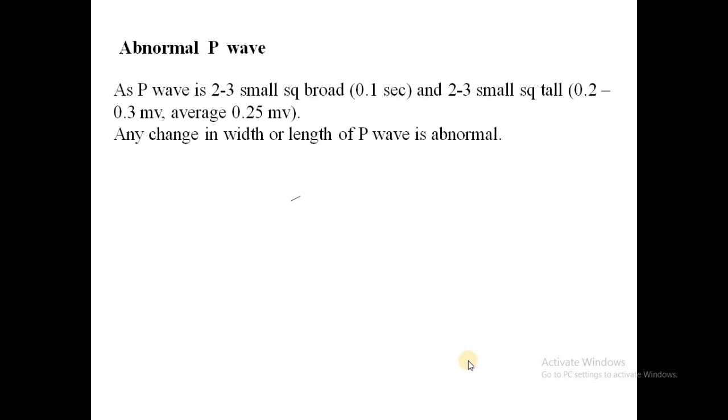Now, the abnormal P wave. What actually is the abnormal P wave? As you know, normal is rounded, upright, smooth. 3 small squares broader, that will be 0.1 seconds, and 2 to 3 small squares taller, that will be approximately 0.3, or you can say 0.25 millivolt. So as the P wave is this much broader and this much taller, any change in the width or in the height of the P wave will be abnormal.